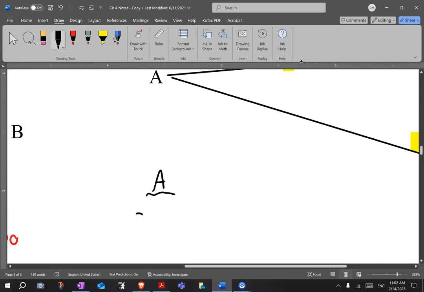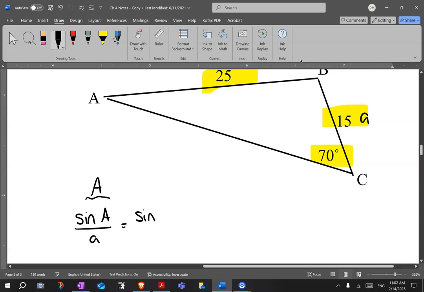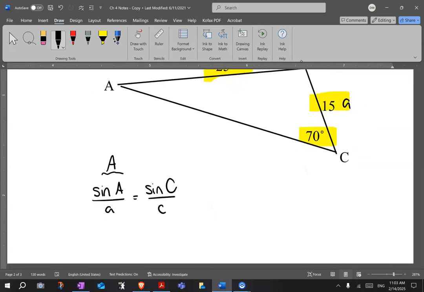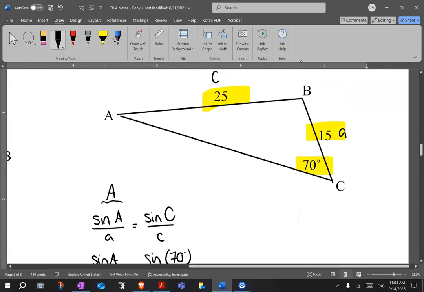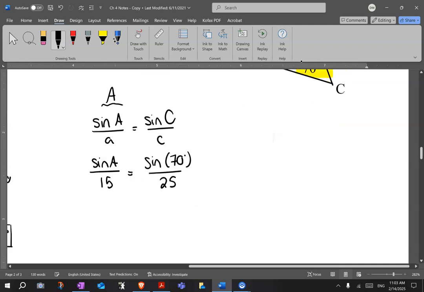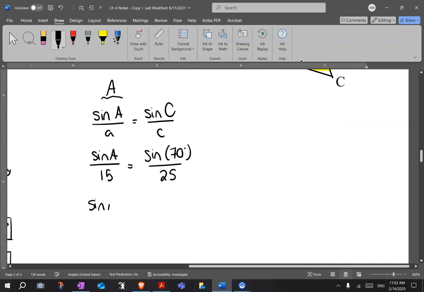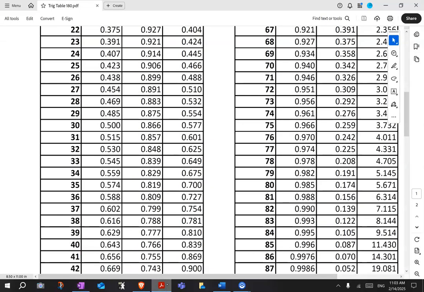Because I want capital A, I'm going to put the capital A on top over lower a, and I'm doing C's, so I have to use C's. Sine angle A. I do not know the angle, but I do know that this side is 15, and sine of 70. I don't know what sine of 70 is. I can use the calculator or the chart, and 25. So I'm just going to use the chart. This is right here, sine of 70.